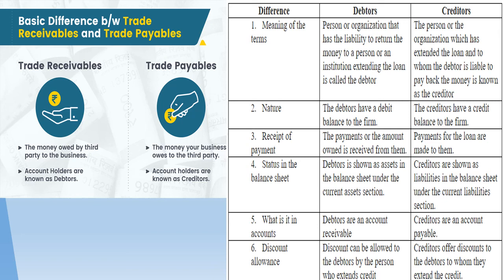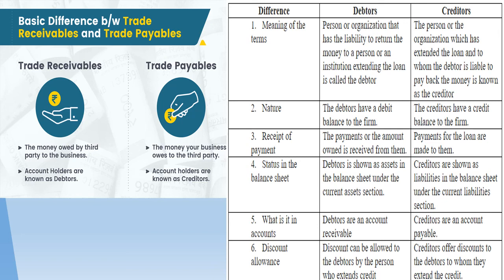Debtors are an account receivable, like we saw with the trade receivable: the amount that is not received goes into the account receivable, and as you receive the cash, the amount will go on deducting. So for the trade payables, the creditors go into the account payable.